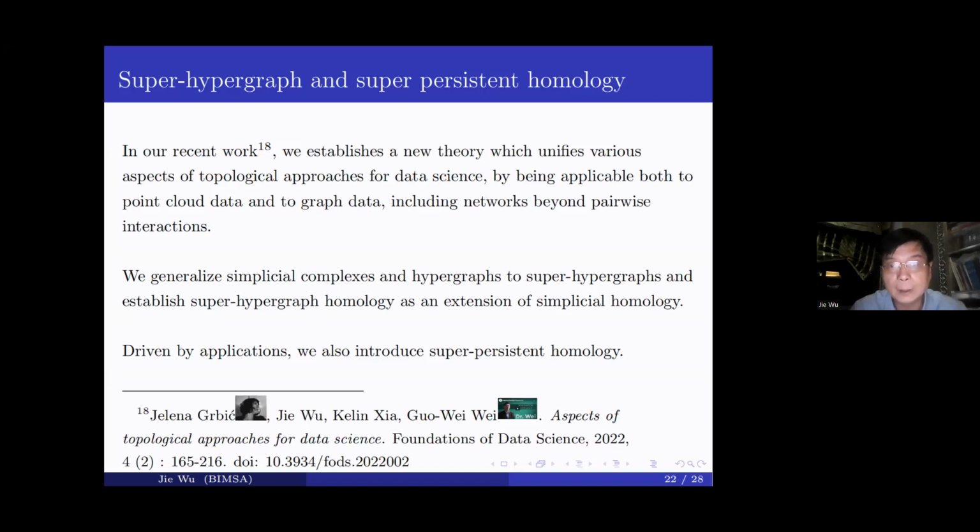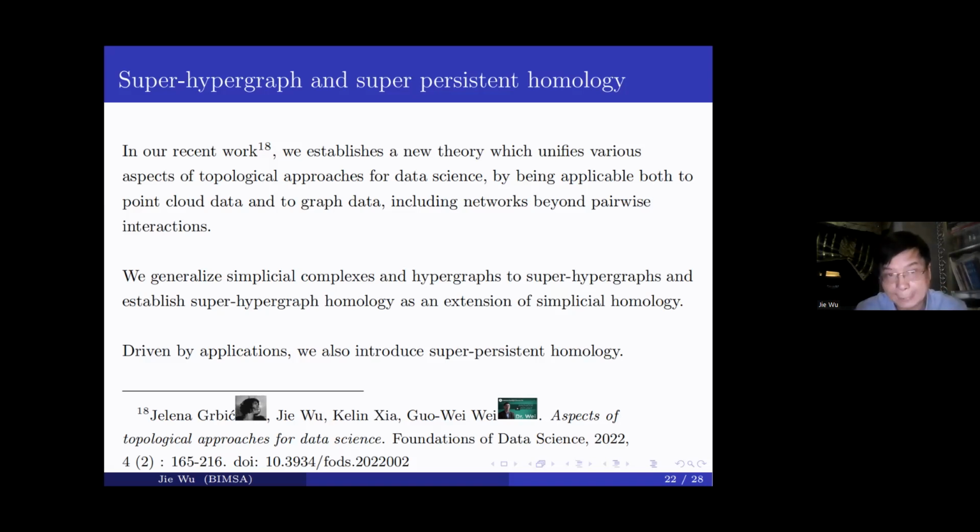There's one assumption in this work: we don't want to assume that the data already has a distance. In other words, we look in this direction. That's why we take the work on graph data as our motivation. And it turns out that we can unify various topological approaches into one picture, and these approaches can be applicable to both point cloud data and graph data.